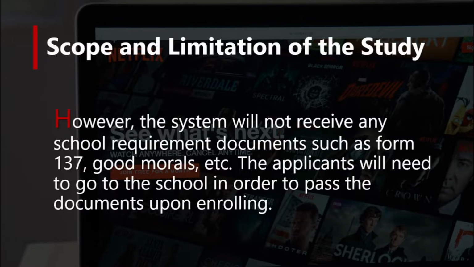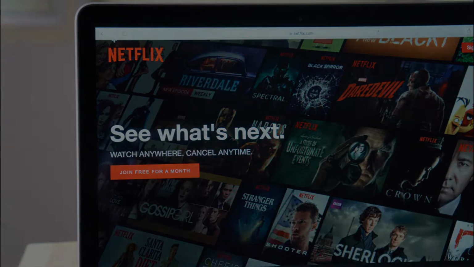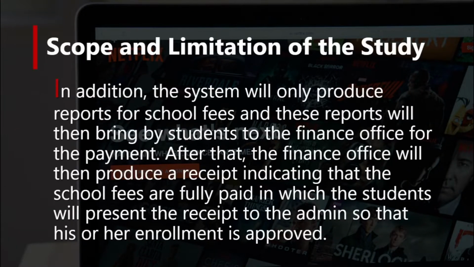However, the system will not receive any school requirement documents such as Form 137 and Good Moral, and the applicants will need to go to the school in order to pass the documents upon enrollment. In addition, the system will not produce reports for school fees, and these reports will then bring the student to the finance office for the payment. After that, the finance office will then produce a receipt indicating that the school fees are fully paid, in which the student will present the receipt to the admin so that his or her enrollment is approved.